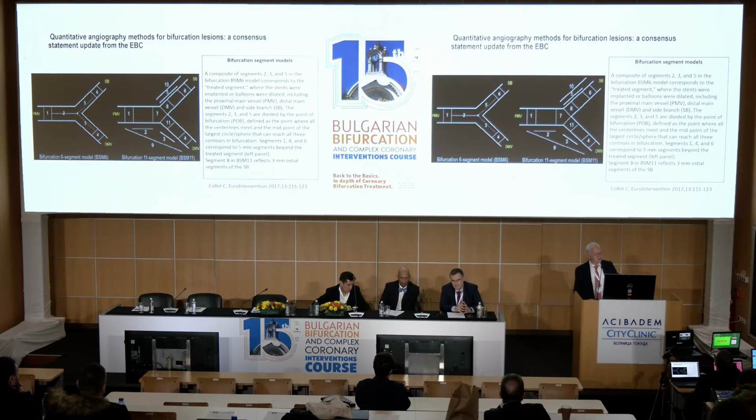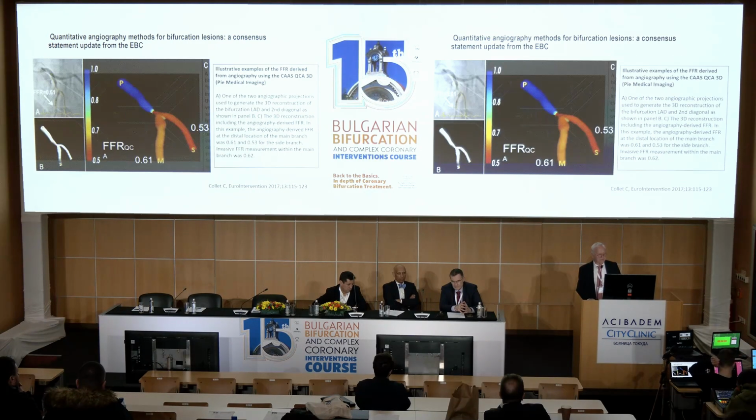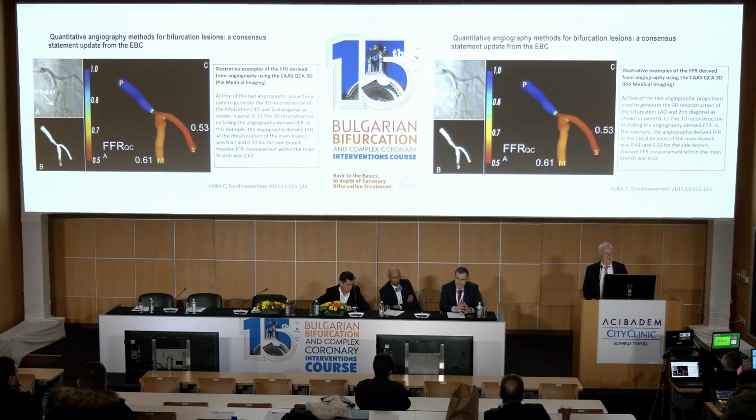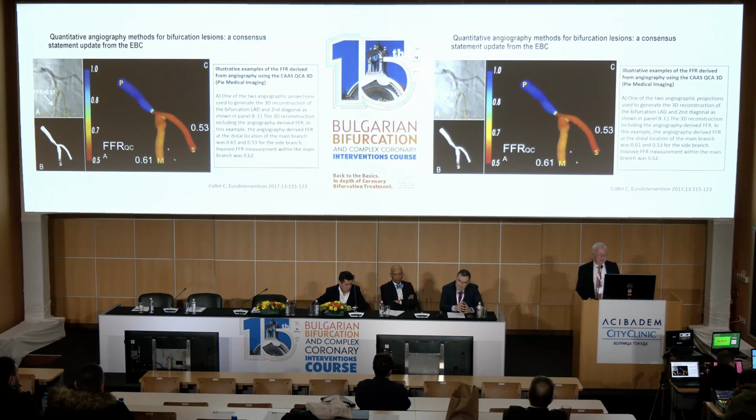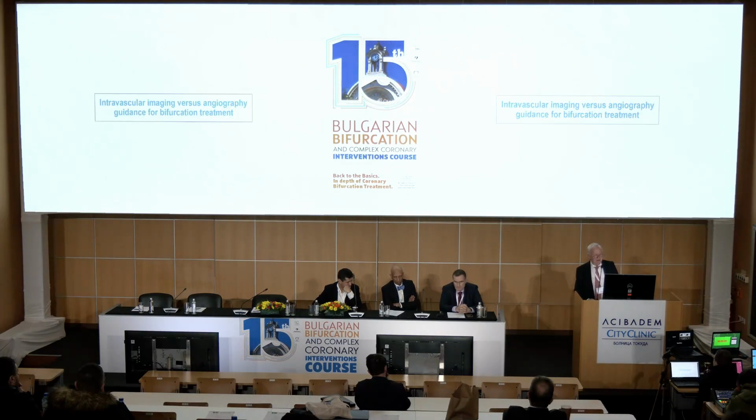And we changed the description of the different segments. It was 12, now it's 6. This is dedicated to core lab analysis for trials, not for what we are doing in the room. This was added again by Collet. Now they added quantitative angiography to get FFR coming from angiography. So in some centers, this is working, like this. And of course, it's not frequent in every cath lab.